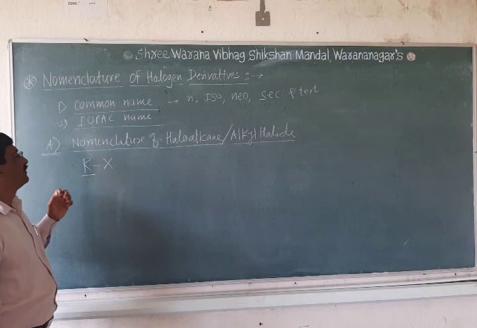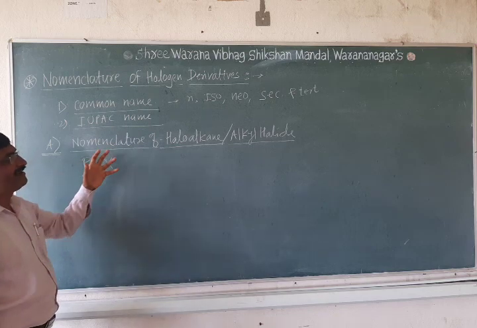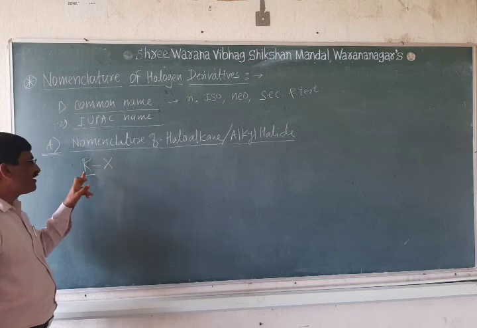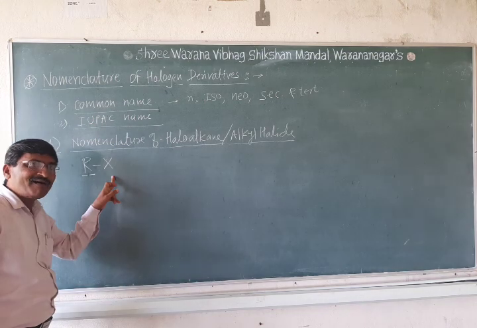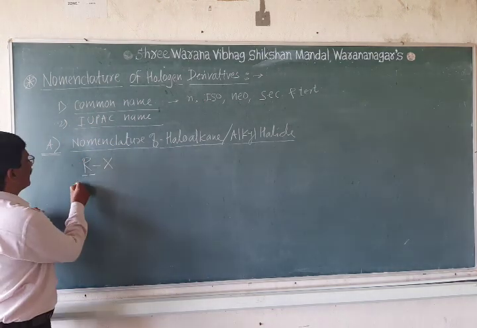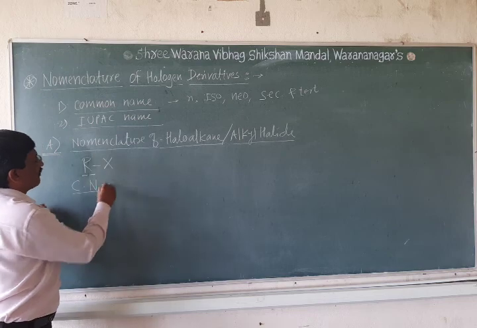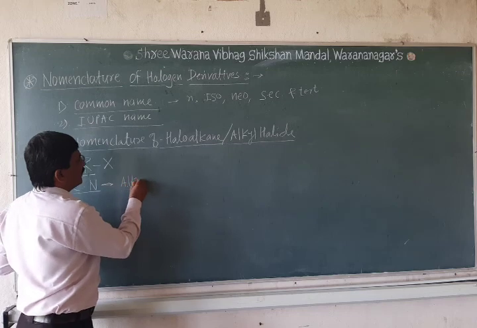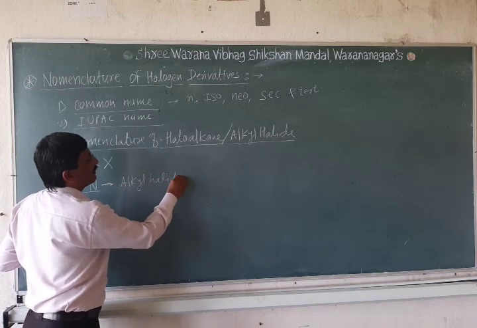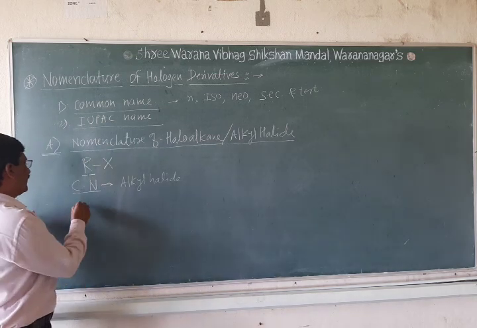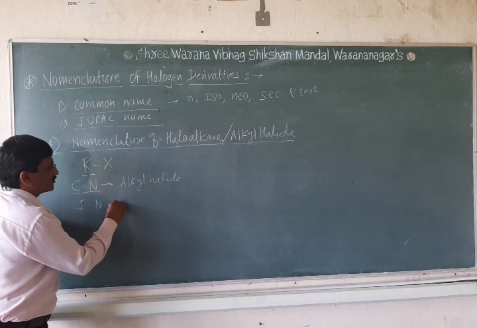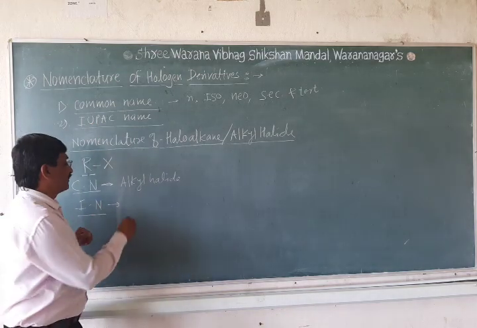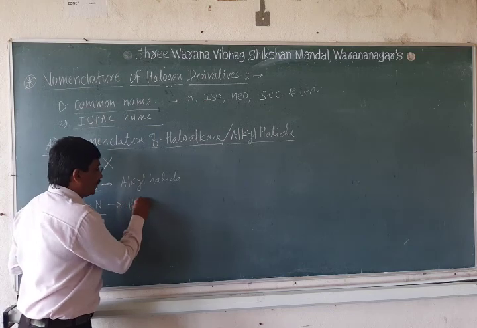On the basis of the nomenclature given to alkyl halides, in the common name system the word alkyl is followed by the word halide, and therefore the name of the compound is alkyl halide. While in the IUPAC name system, the nomenclature is in the form of alkane.